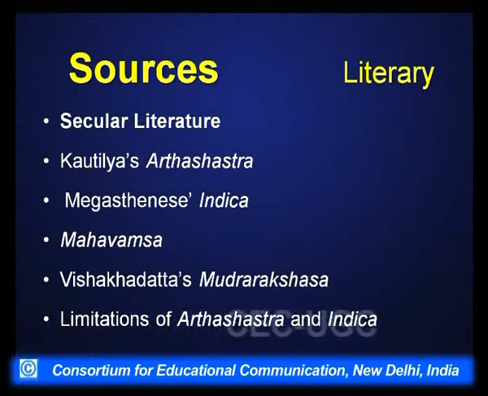Then there are certain other problems also. For example, when Megasthenes talks about Indian society, he classifies it into 7 categories. Now, this is a functional classification of society, classified on the basis of occupation. Such classification of society was prevalent in the Greco-Roman world, but not in India, because all of us know that Indian society was based on Varna, and it was not based on occupation.